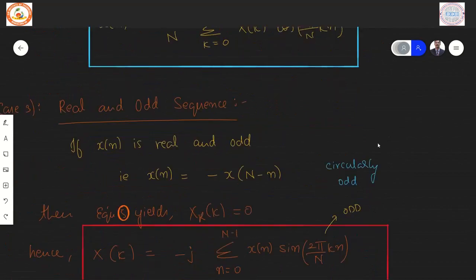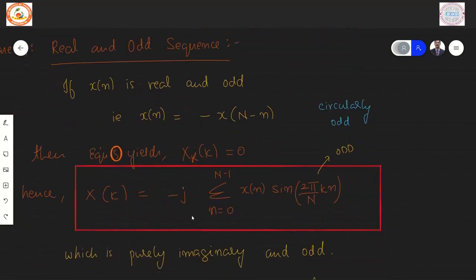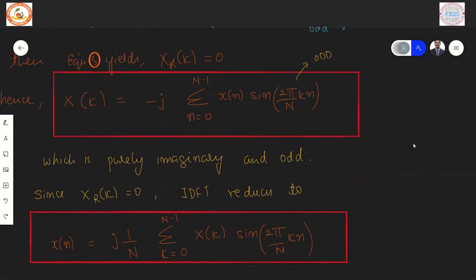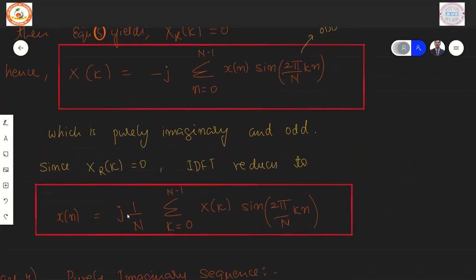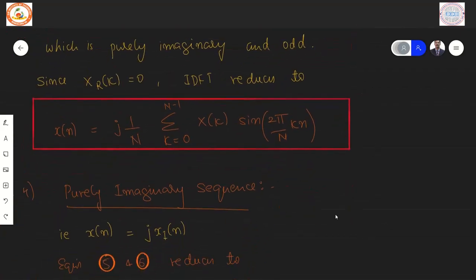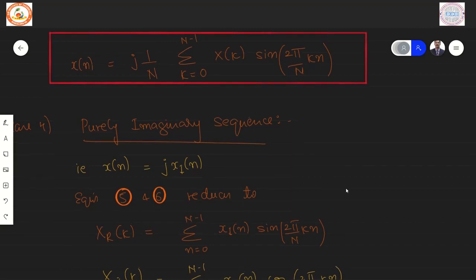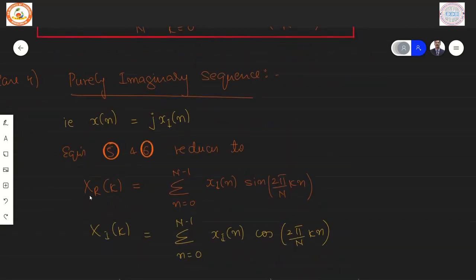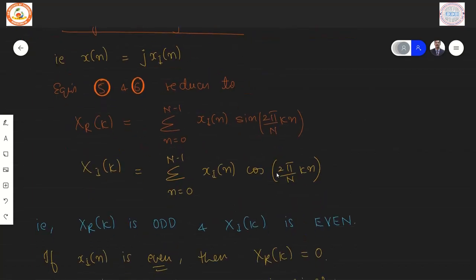For a real and odd sequence, we have seen the definition and the condition here. It results in a sequence which is purely imaginary as well as odd. For x of n also we have imaginary and the odd sine term. For a purely imaginary sequence, we can eliminate the real part and the expression becomes xr of k equal to this quantity and xi of k equal to this quantity. So whenever you have sine, it is odd, and when you have cos, it is even. Therefore, xr of k is odd and xi of k is even.